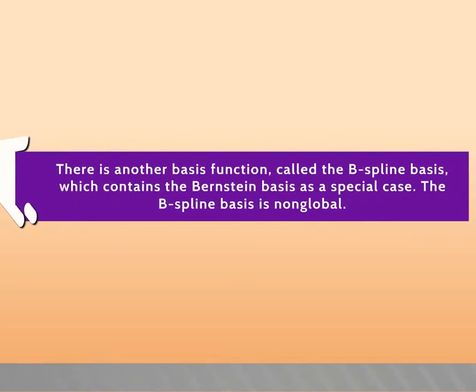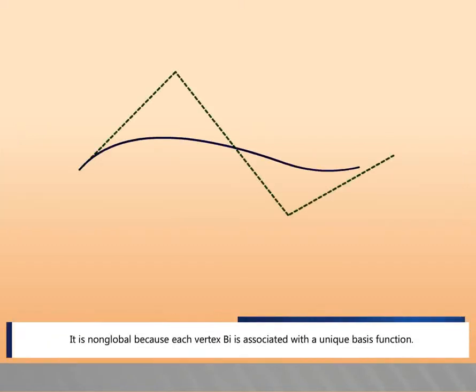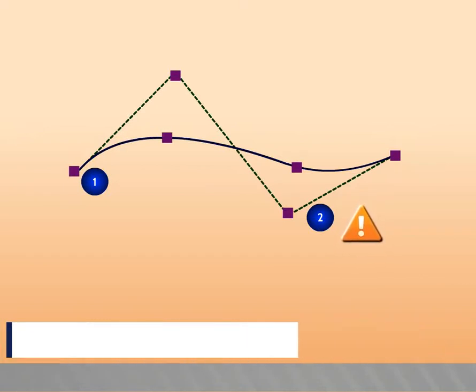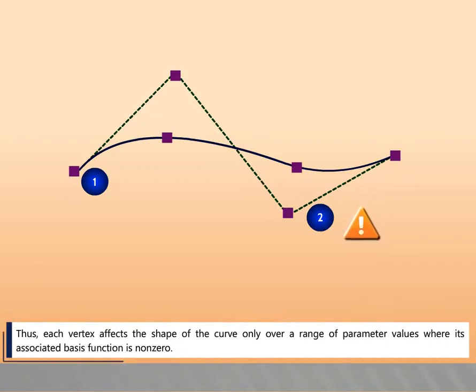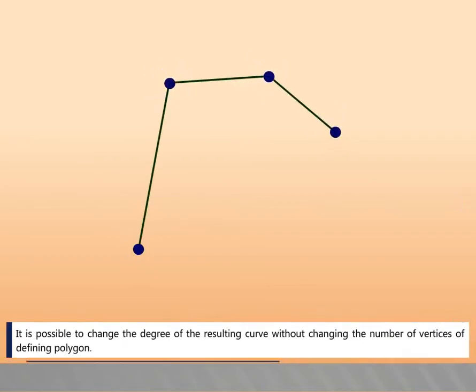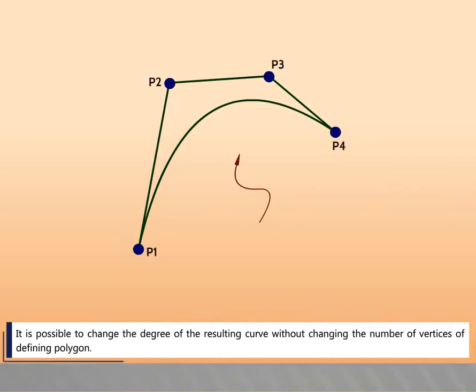There is another basis function called the B-spline basis, which contains the Bernstein basis as a special case. The B-spline basis is non-global. It is non-global because each vertex Bi is associated with a unique basis function. Thus, each vertex affects the shape of the curve only over a range of parameter values where its associated basis function is non-zero. The B-spline basis also allows the order of the basis function, and hence the degree of the resulting curve, to be independent of the number of vertices. It is possible to change the degree of the resulting curve without changing the number of vertices of the defining polygon.